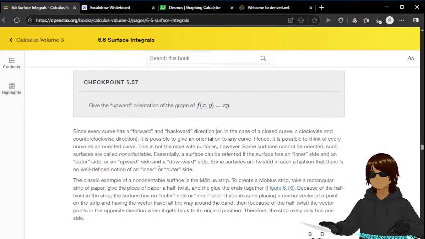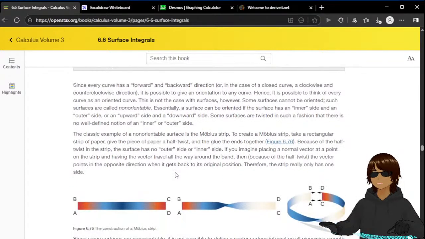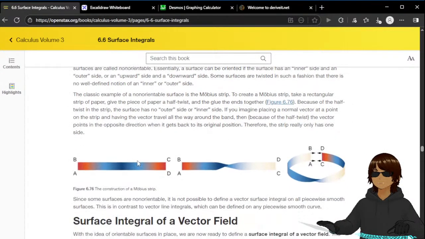Since every curve has a forward and a backward direction, it is possible to give an orientation to any curve. Hence, it is possible to think of every curve as an oriented one. This is not the case with surfaces, however. Some surfaces cannot be oriented; such surfaces are called non-orientable. Essentially, a surface can be oriented if it has an inner side and an outer side, or an upward side and a downward side. Some surfaces are twisted in such a fashion that there is no well-defined inner or outer side. A classic example of a non-orientable surface is the Mobius strip.